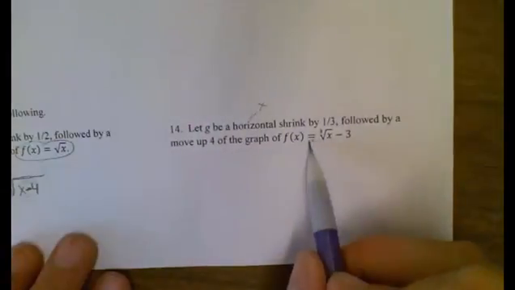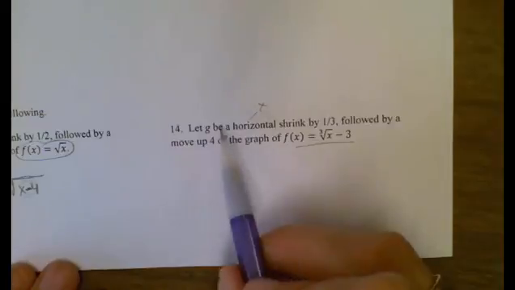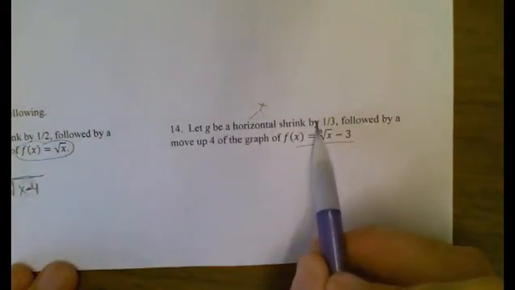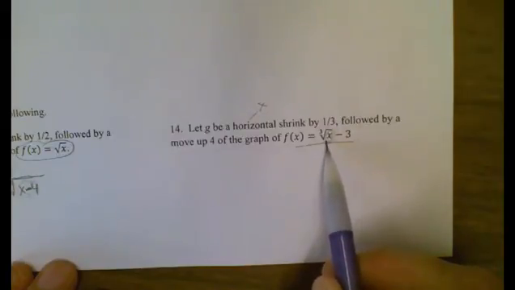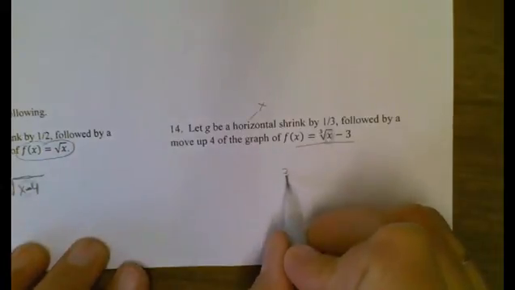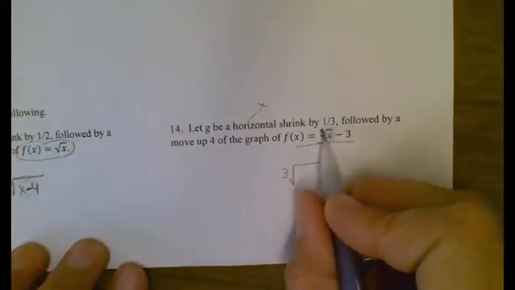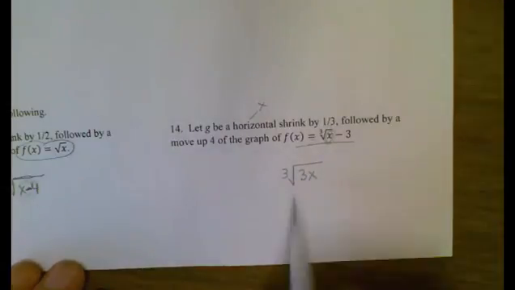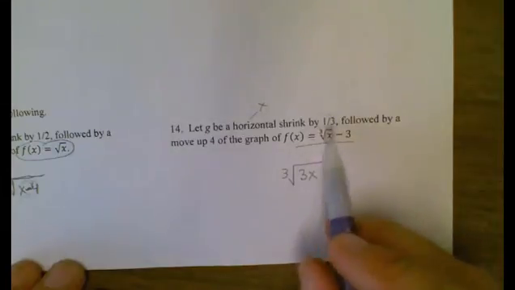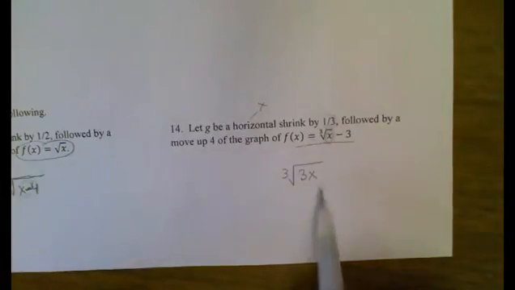Alright, the next one. Here's my original function. And it says I want to do a horizontal shrink by a third. So again, horizontal means it's affecting the x, so it's inside this piece of the function. And it's shrinking those x's by a third, which is, again, opposite of what you think. So instead of dividing by 3 or multiplying by a third, we want to multiply by 3. It's always kind of undoing that when it's inside the function. So 3x will take all the x's and shrink them by a third.